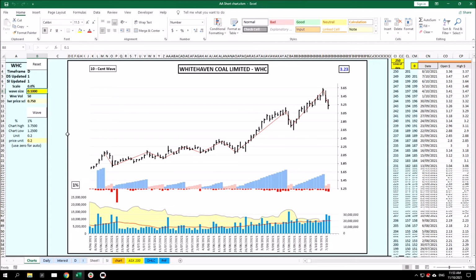And this can be made any size I like. A 20-cent wave or a 1-cent wave. Really what you want to do is find a wave size that fits the price action. Somewhere between 5 and 10 cents on this chart seems to be a good size. And then you can read the chart via the wave.